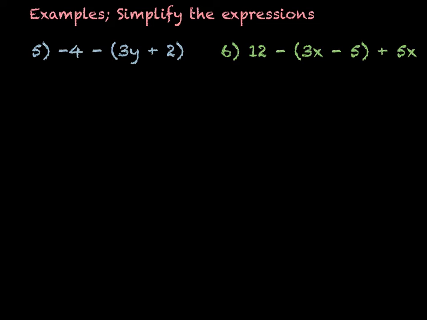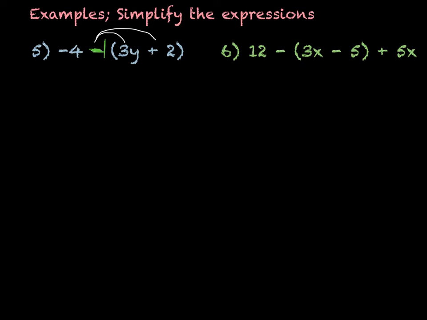Example 5. This one's a little bit different. Whenever we don't have a number before the parentheses, but there is a negative sign, like right here, it's negative, parentheses, and the stuff in the parentheses, you can imply that it's a negative 1. So if you want to write negative 1 there, you can. And then you're going to treat it the same way.